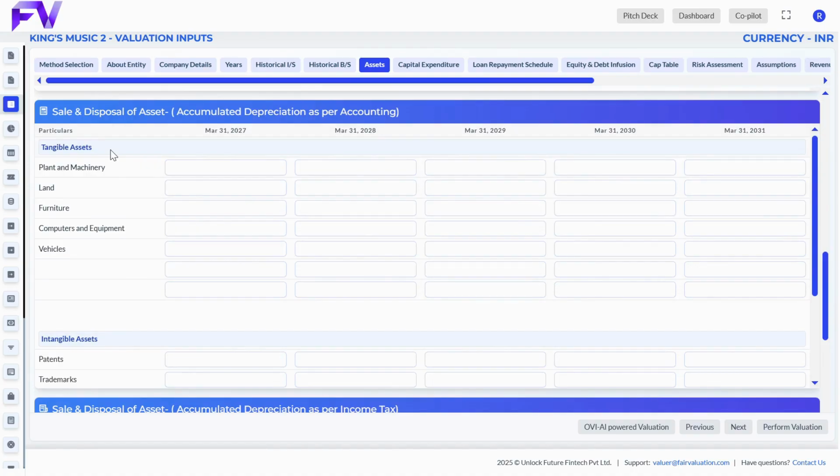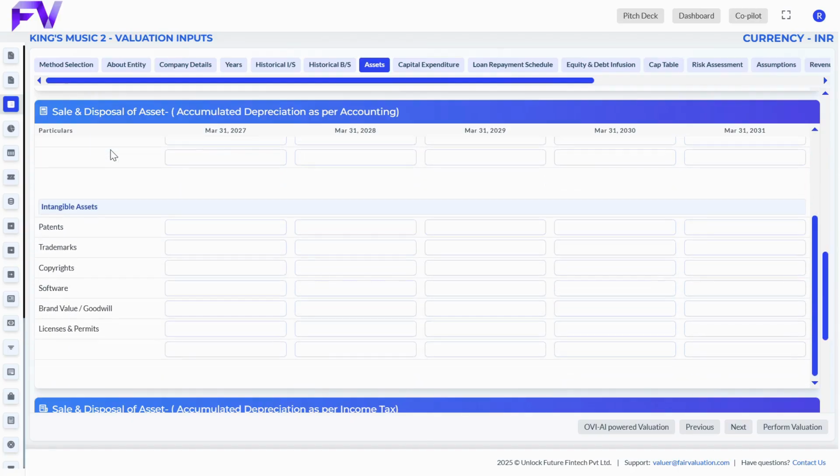In the next section, you'll see sale and disposal of assets gross block. This refers to the original cost of assets that are planned to be sold or disposed of over the next 5 years. Please input the estimated sale or disposal values for each of those years.